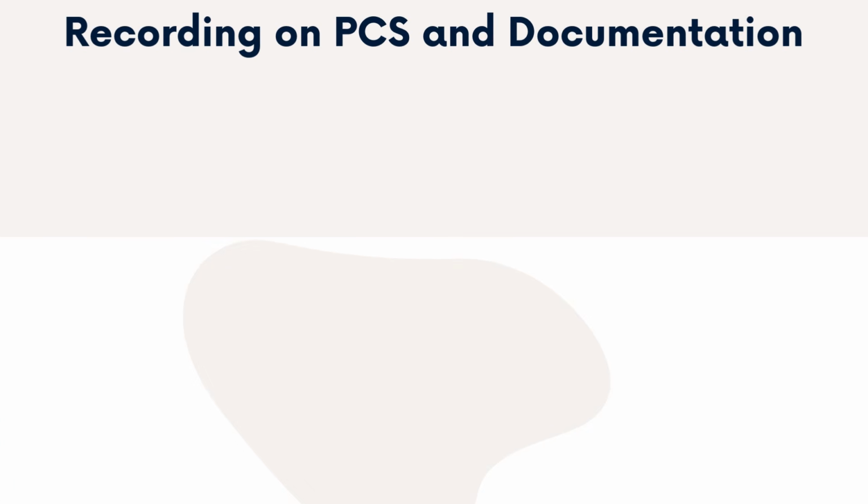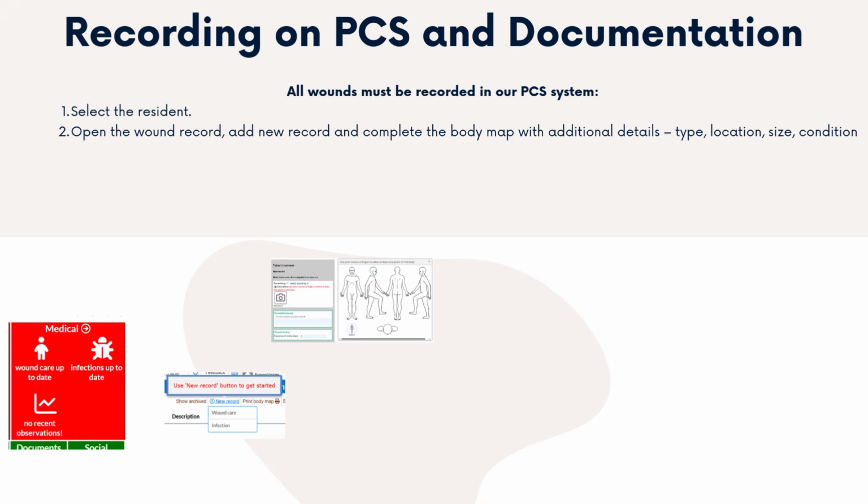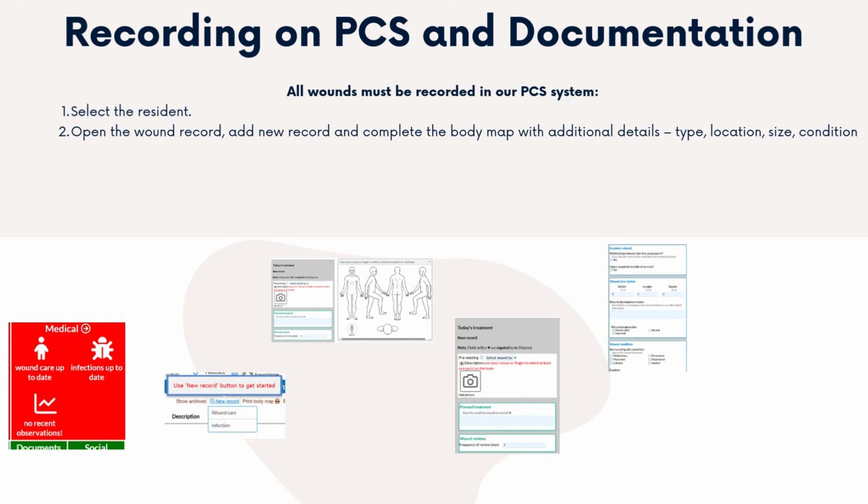Recording on PCS and documentation. All wounds must be recorded in our PCS system. Here is a step-by-step guide of how this can be done. Firstly, select the resident you want to record the wound for. Secondly, under the medical section of the person's records, you should open the wound care record and select Add New Record to complete the body map. Ensure it is completed accurately and with additional details, for example the type, location, size, and condition of the wound.